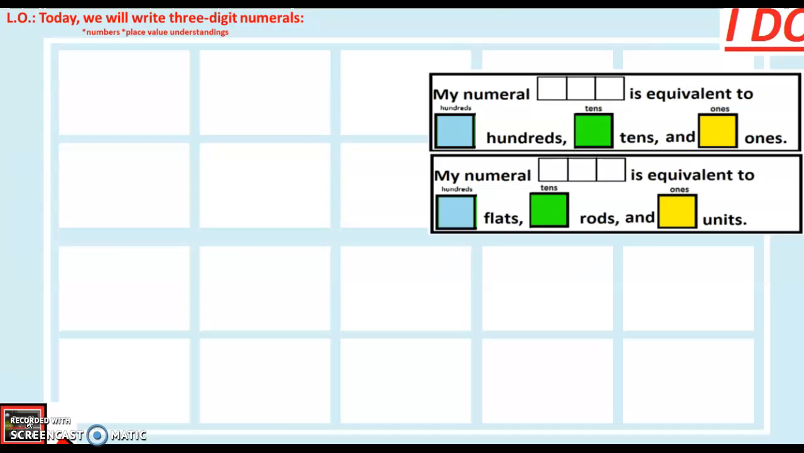After this, let's go ahead and do some more I do. And again, I've got my sentence stem right here. My numeral blank is equivalent to blank hundreds, blank tens, and blank ones. My numeral blank is equivalent to blank flats, blank rods, and blank units.